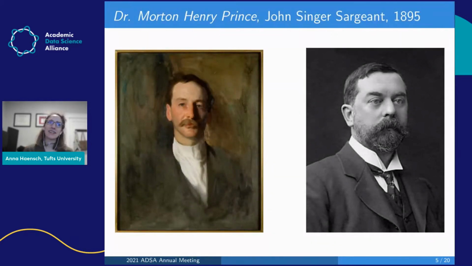A university collection will typically show something like this. This is a very typical kind of piece in the collection. It's called Dr. Morton Henry Prince, and it's by the American artist John Singer Sargent. Dr. Prince was the chairman of the departments of psychology and neurology in the late 1800s. And here is a portrait drawn by John Singer Sargent, who is a white American artist born in Europe, but an American citizen. And this kind of portraiture of white American men by white American men is very common.